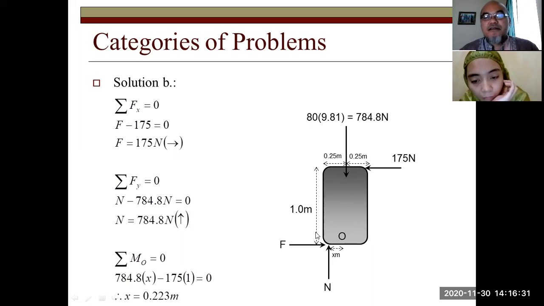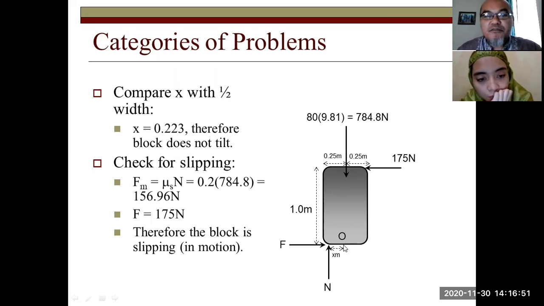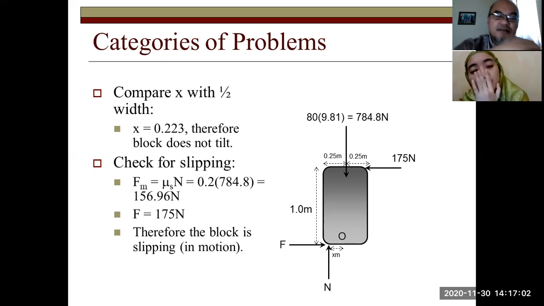Now the moment about point O: the moment due to the normal force N pointing from below, times x, minus 175 times 1 meter, equals 0. So xm obtains 0.223 meter. This 0.223 meter is still less than 0.25 meter, half of the block. So the block does not tilt. It is still standing.